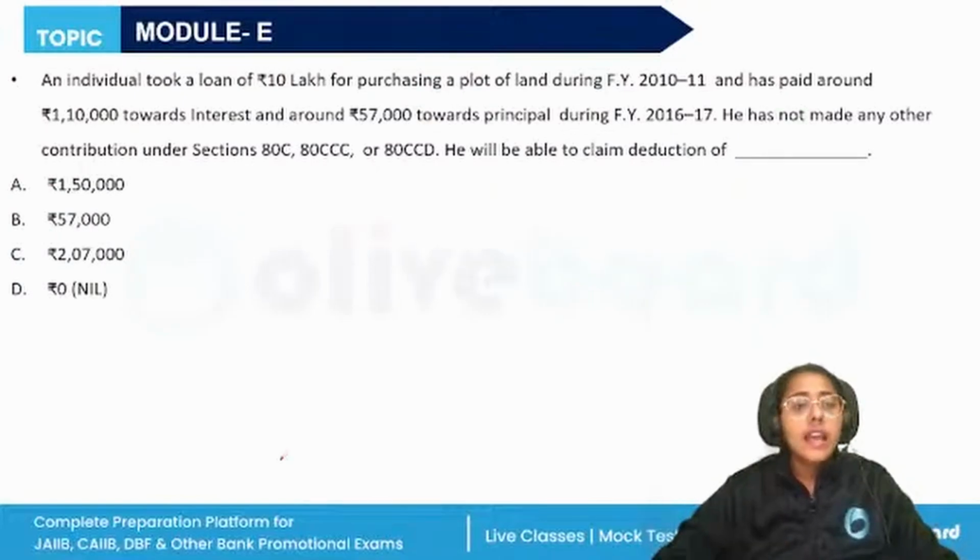Next, an individual took a loan of rupees 10 lakh for purchasing a plot of land during financial year 2010-2011 and has paid around 1 lakh 10,000 towards interest and around 57,000 towards principal. However, he has not made any contribution under section 80C, 80CCC or 80CCD. He will be able to claim deduction.